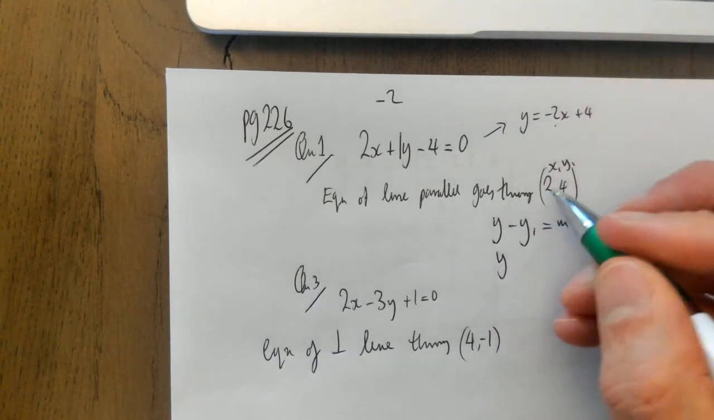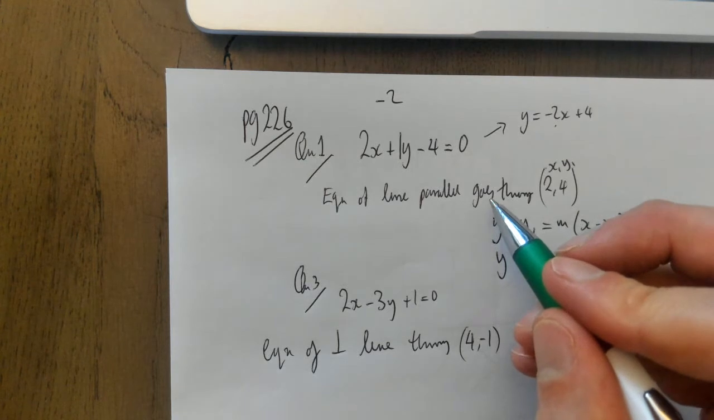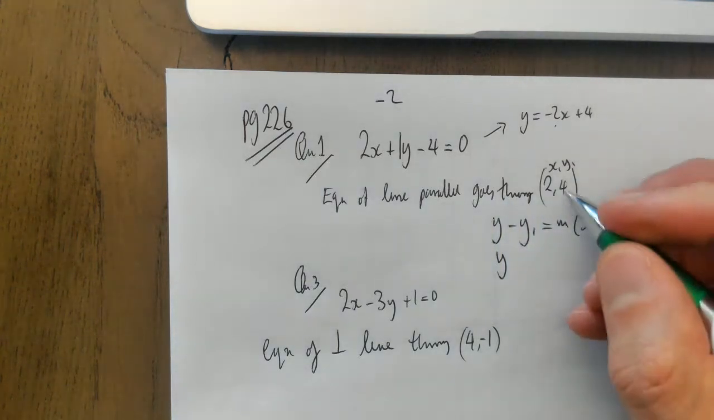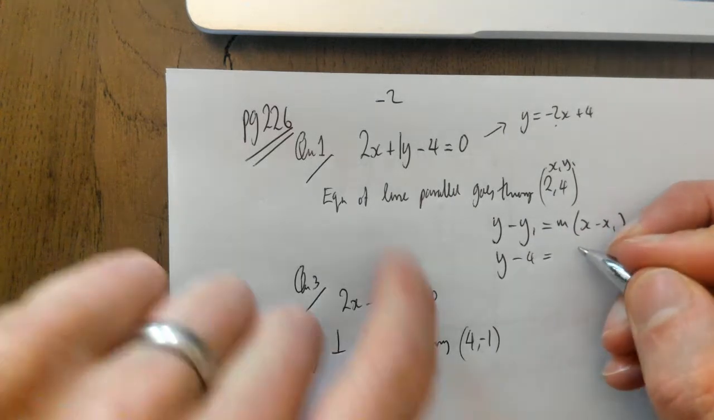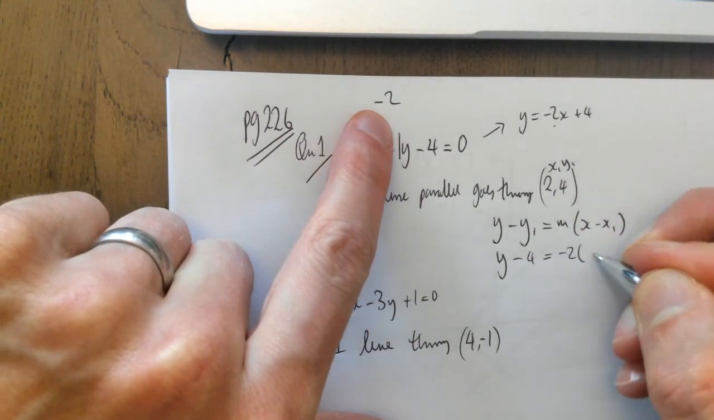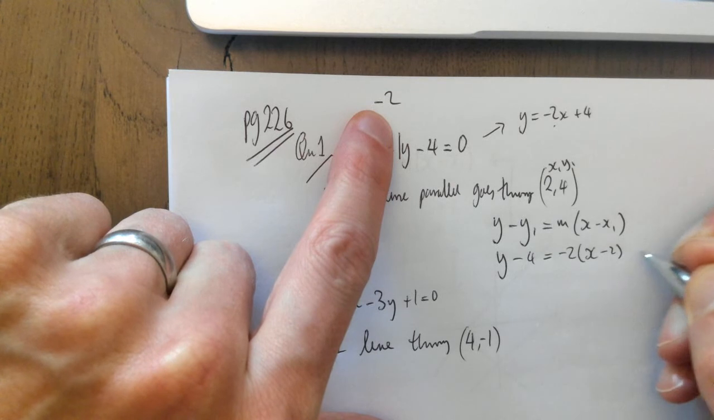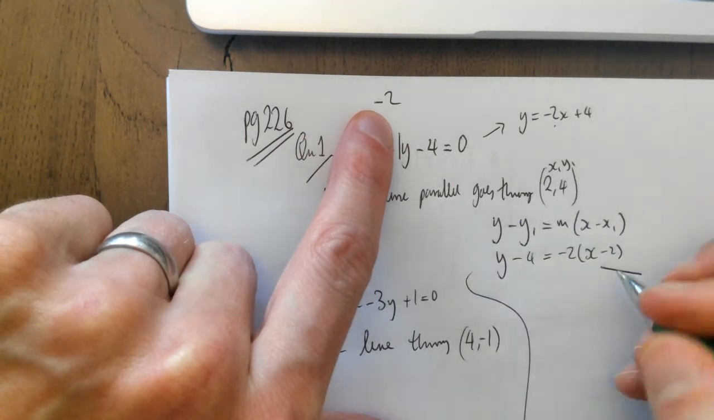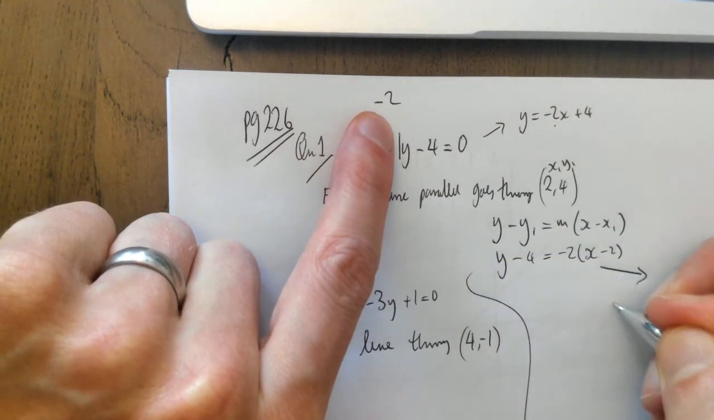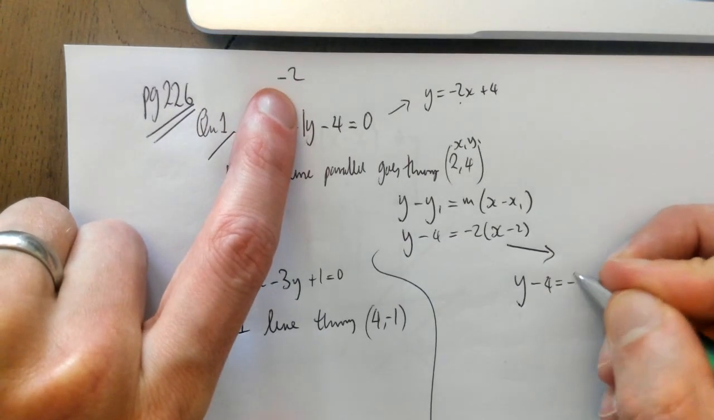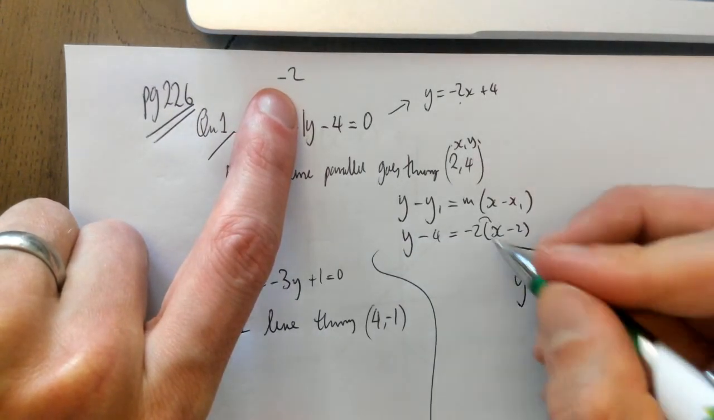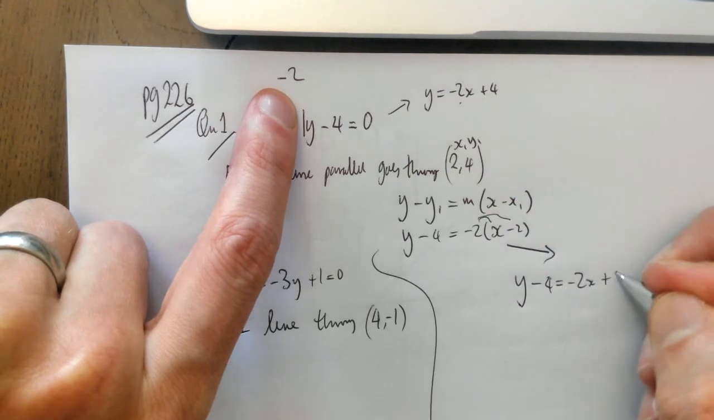x1, y1. The line we want, a different line, goes through (2, 4). So y minus 4 is equal to the slope, which is minus 2 because it's parallel to that one, times (x minus 2). Okay, y minus 4 is equal to minus 2x plus 4.